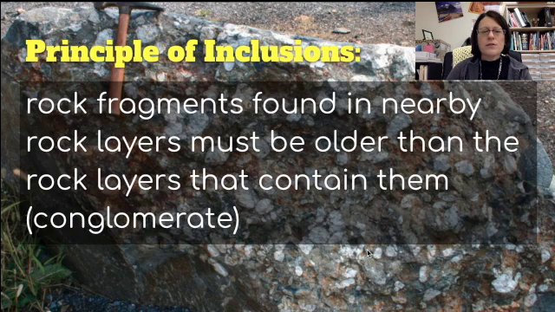There's also the principle of inclusions. These are rock fragments found in nearby rock layers, and they must be older than the rock layers that contain them. An example might be conglomerate rock. These are pretty large particles, and we know that the pebbles that make up the conglomerate rock are older than the rock itself because those particles had to come from something else. And so those pebbles and the gravel and everything that's in the conglomerate is older than the rock that it's in.